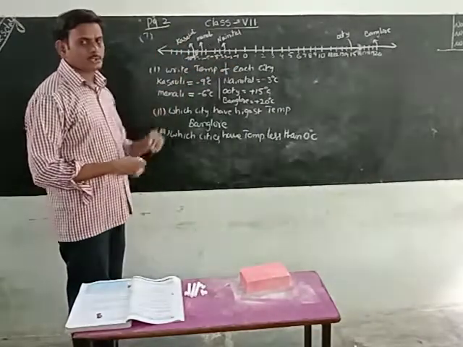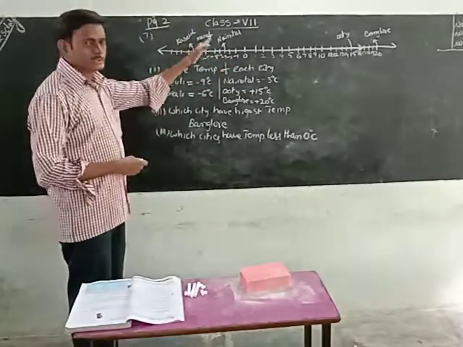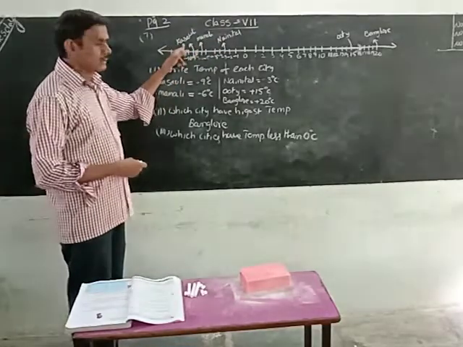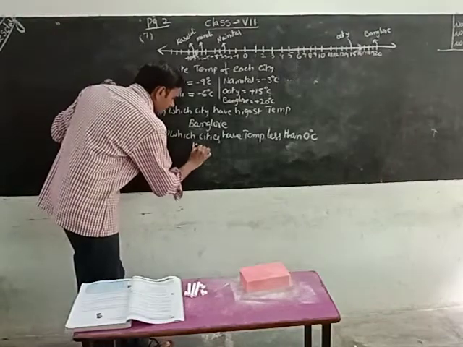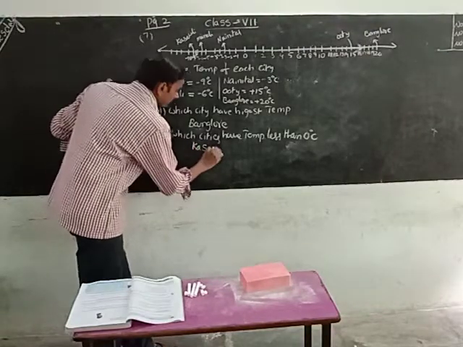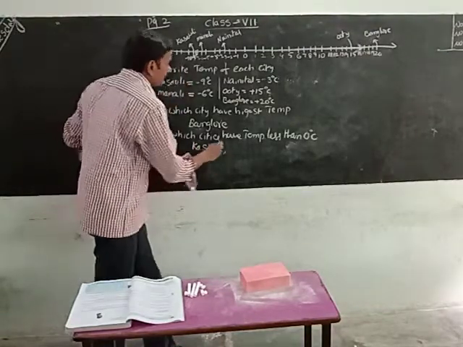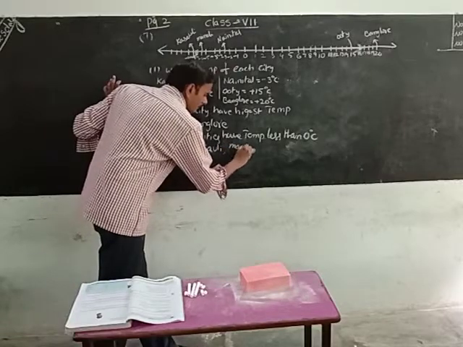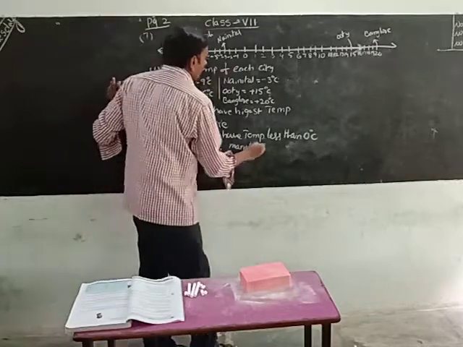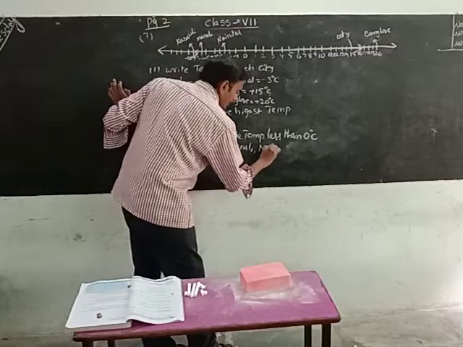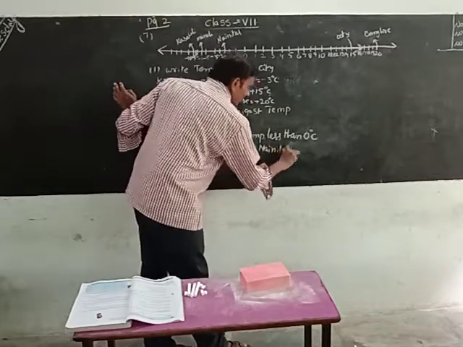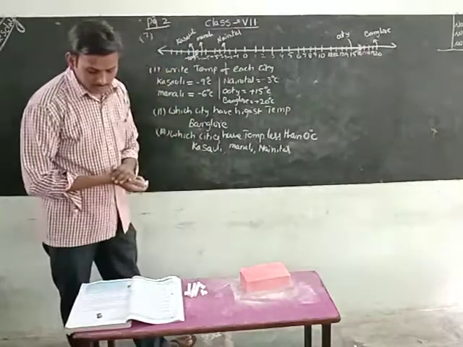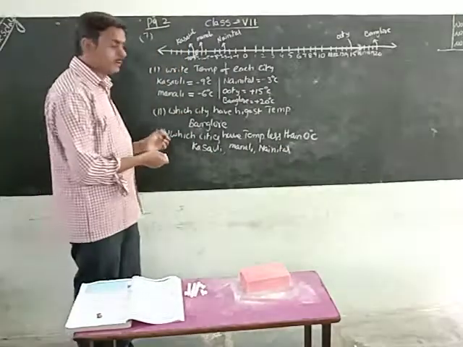Okay, how many cities are there? 3 cities are there. What are those? Kasauli, Manali, Nainital. These have a negative temperature, that means less than 0.